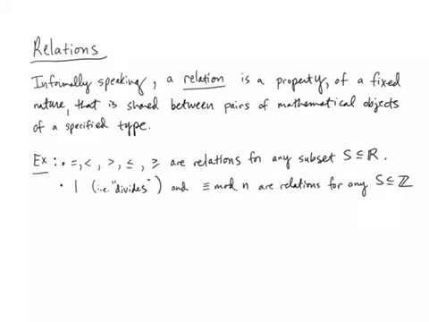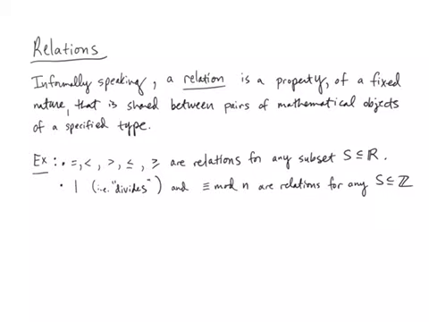Right? So we don't speak of any particular mathematical thing all by itself. We look at the web of connections that it has with all the other mathematical objects. So informally speaking, for now, we'll say that a relation, and this is a very informal definition, our first task is going to be to be more precise about what we mean by this. But informally speaking, a relation is a property of a fixed nature that is shared between pairs of mathematical objects of a specified type.